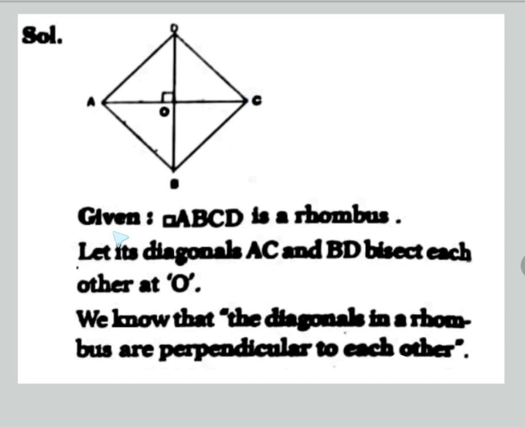Now look at this. Given ABCD is a rhombus. Let its diagonals AC and BD bisect each other at point O. We know that the diagonals in a rhombus are perpendicular to each other. AC is perpendicular to BD.